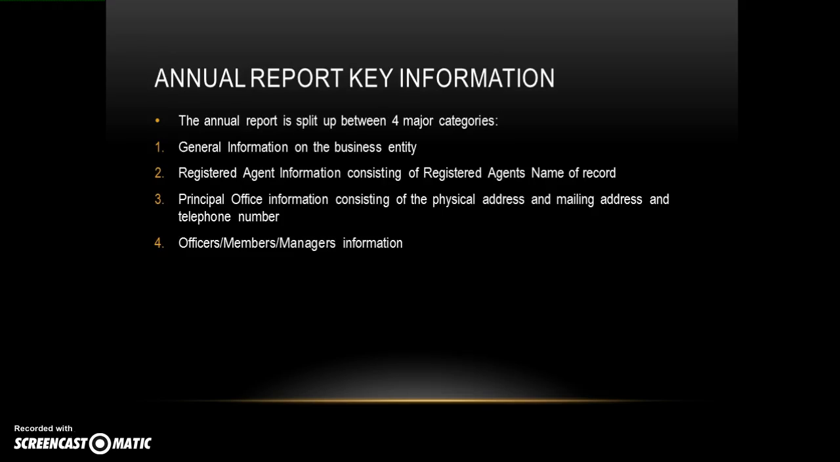Next, we'll talk about the annual report key information. The annual report is split up between 4 major categories. 1. General information on the business entity. This could be anywhere between the name of the entity, the fiscal year end of business corporations, or the nature of business. Second, we have the registered agent information, consisting of the registered agent's name of record. 3. Principal office information, consisting of the physical address, mailing address, and telephone numbers. And then lastly, you have officers/members/managers information, which could be a list of all officers, their titles, and their business addresses.